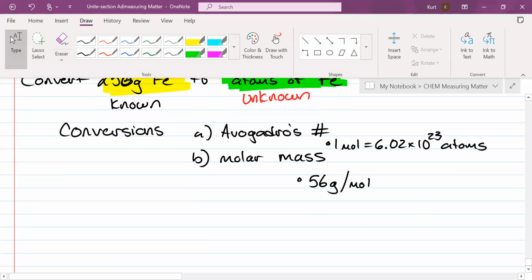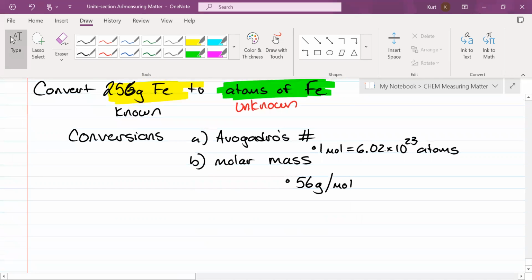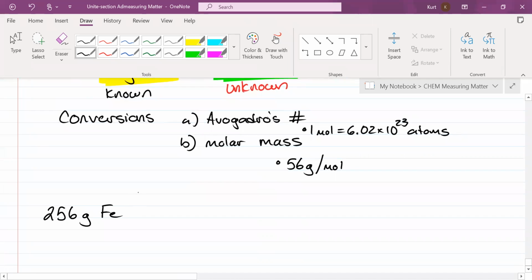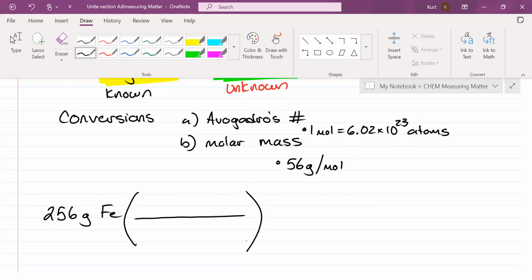Okay, so who have I not spoken to? Scout. We're going to start off with our known value, 256 grams of iron. Which conversion should we use first to get rid of grams? Molar mass or Avogadro's number? Molar mass would be correct. So we have 56 grams per mole. Can you tell me where would I put the 1 mole, top or bottom?